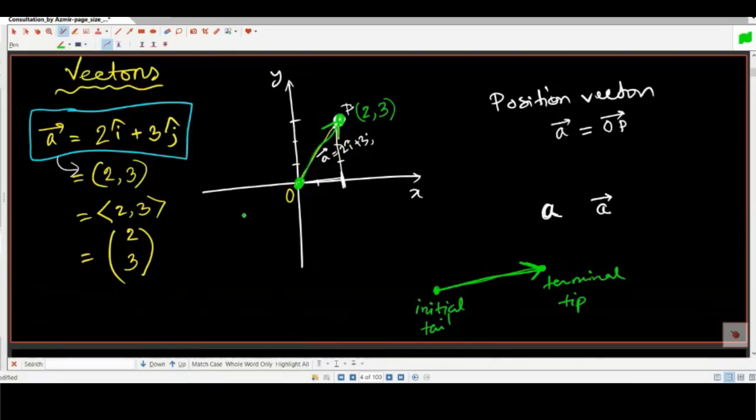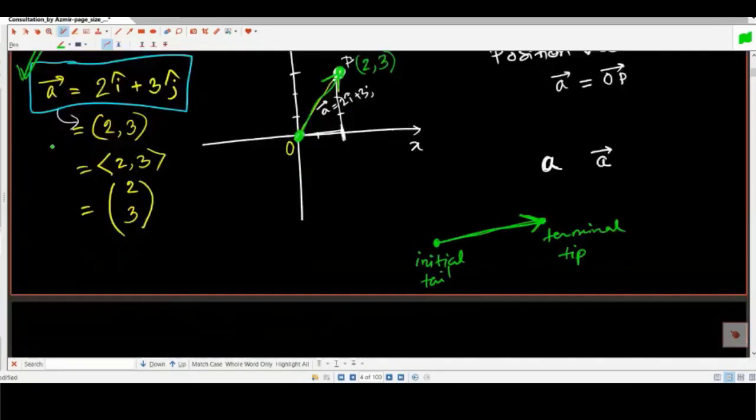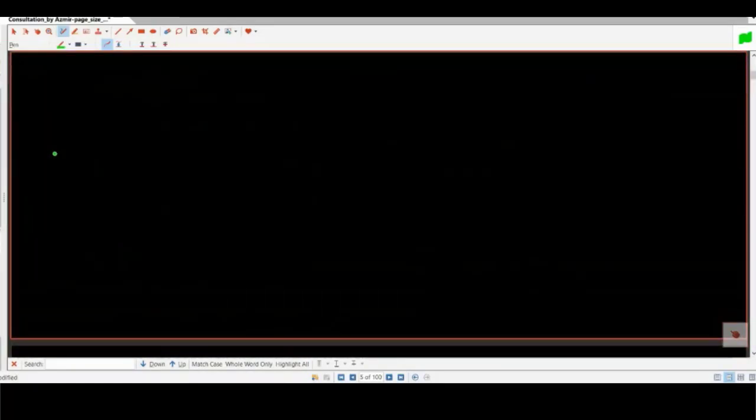This is the representation in 2 dimensions, since this is a 2-dimensional vector. Similarly, we can think about a vector in 3 dimensions. Let's say we have 2i plus 3j plus 4k. This is a vector in 3 dimensions.